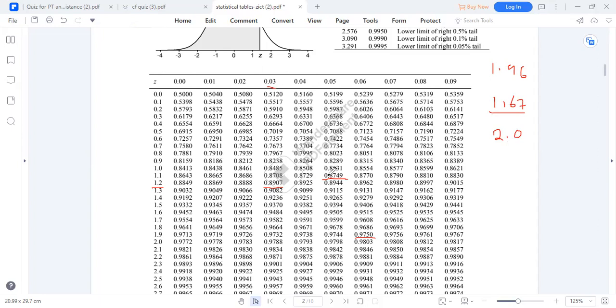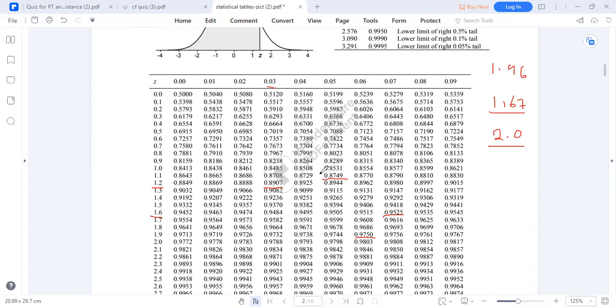Sorry, Collins, could you please do 1.67 again? Because from my understanding, I'm finding 0.9525. Yes, 0.9525. We go under 1.6, 0.07 where they meet. We have 0.9525, not 0.9750. Yes, this is the correct 0.9525.